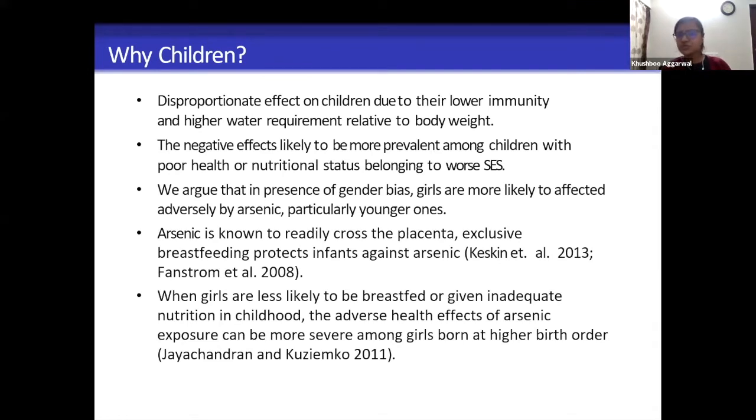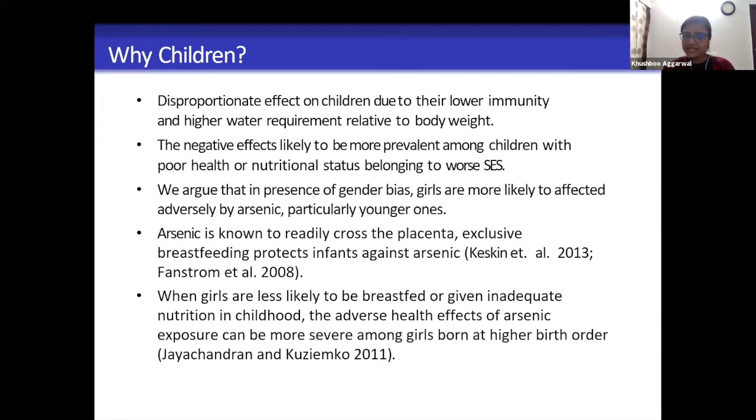Now, the reason for choosing children as a sample for analysis lies in the fact that arsenic has a disproportionate effect on children due to their weaker or lower immunity, their underdeveloped bodies, and their higher water requirement relative to their body weight. The negative effect of arsenic gets worsened further for children who belong to families with income constraints or low economic indicators.